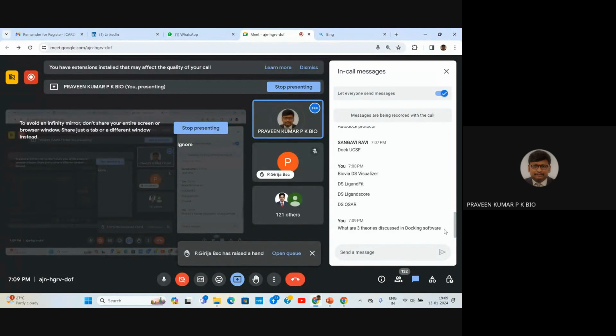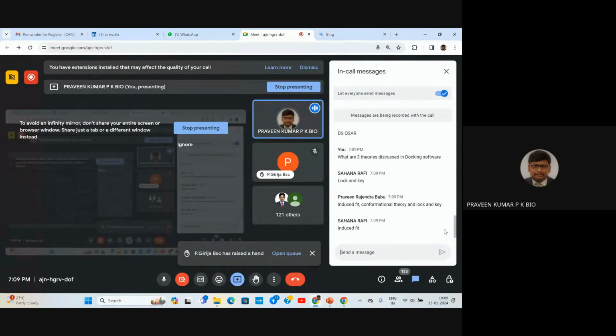Number one, can I give you a clue? Good. Lock and key. Good, Sahana. So actually, lock and key by Fisher. Good. I got all the three answers from a single person, Praveen: induced fit, conformation theory, and lock and key.